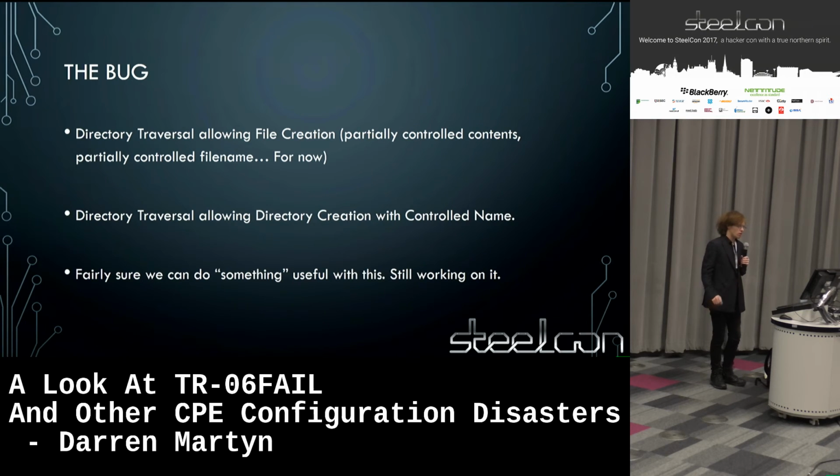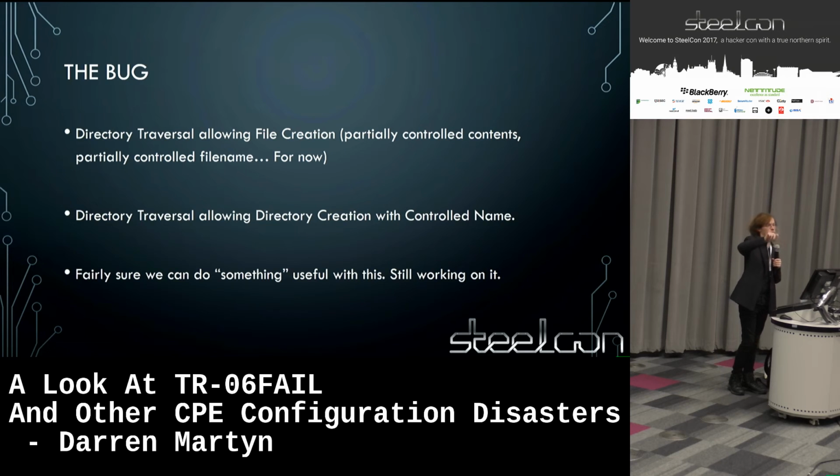So you can traverse, and because it runs as root, because why not, you can create a directory with any name you want anywhere on disk, but you can also create a file anywhere on disk with a mostly user-supplied file name. It'll be whatever .yml. And you can put that anywhere on disk that you want. And it'll contain some contents that you can control and some contents you can't.